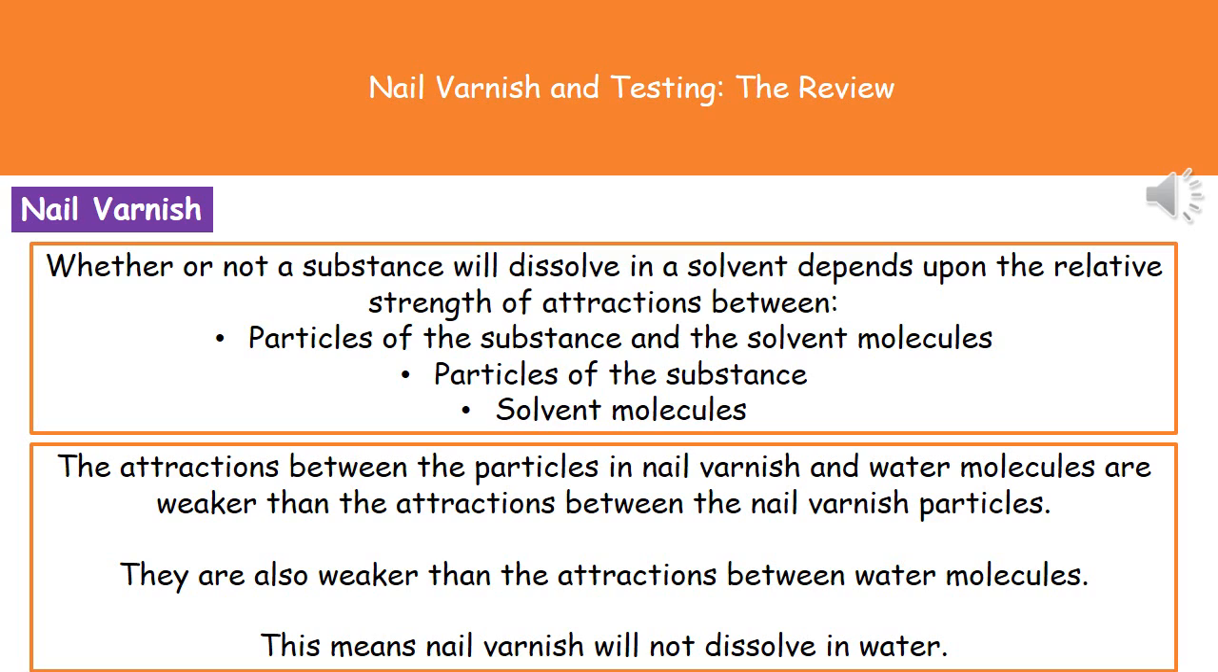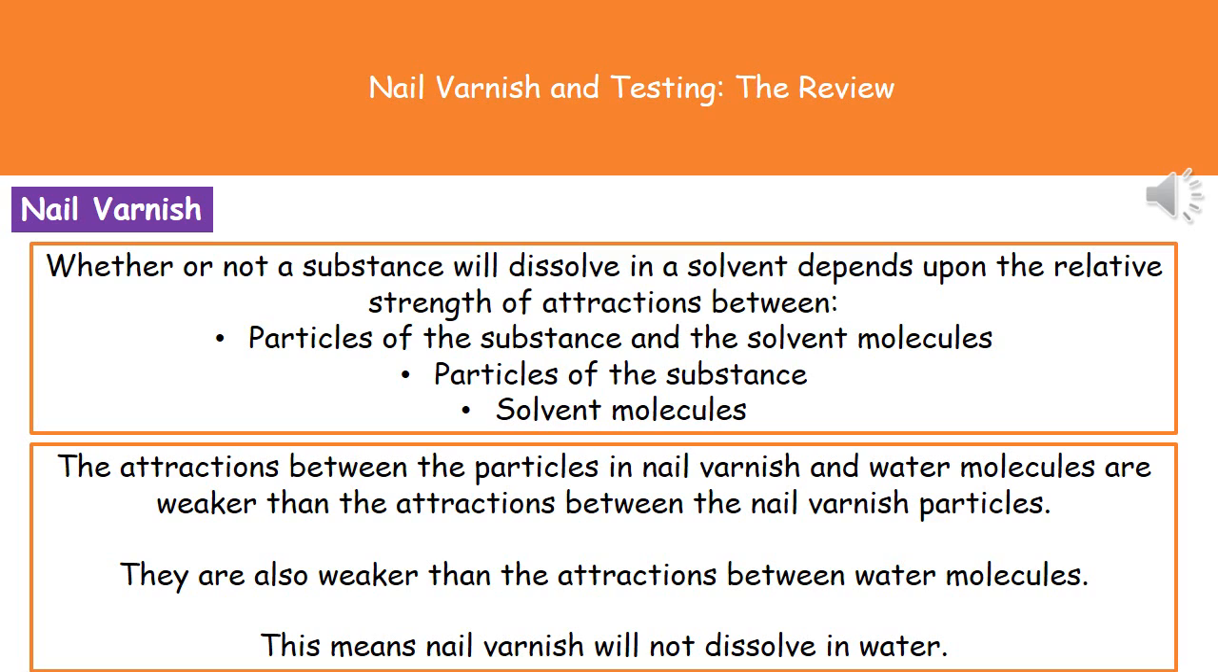So if we actually find that the particles in the nail varnish and the water molecules are attracted more weakly than the attractions between the independent nail varnish particles, then the solvent's not going to work. So if we have a situation where the attractions between the water molecules are weaker than the attraction between the nail varnish and the water molecules, then it's not going to work as a solvent.